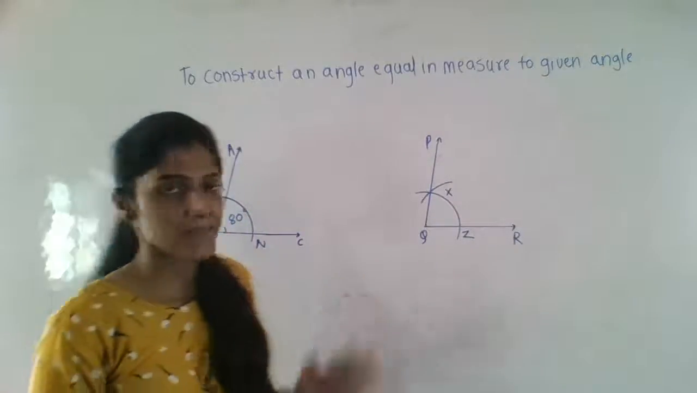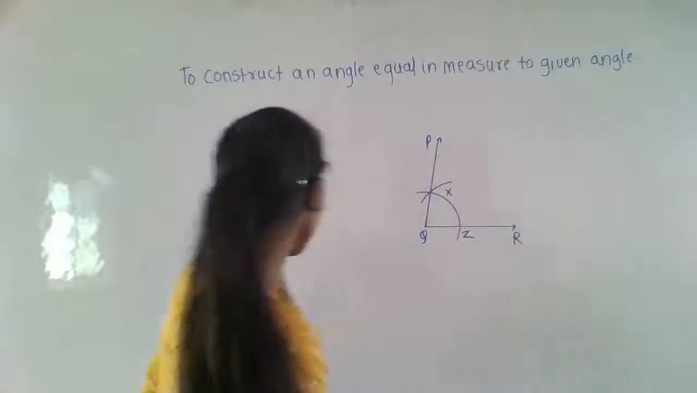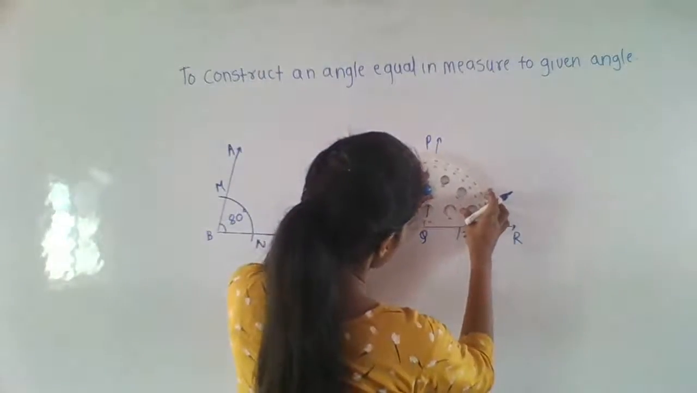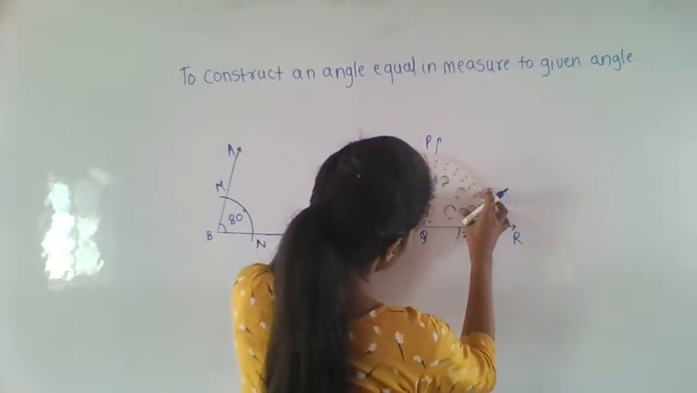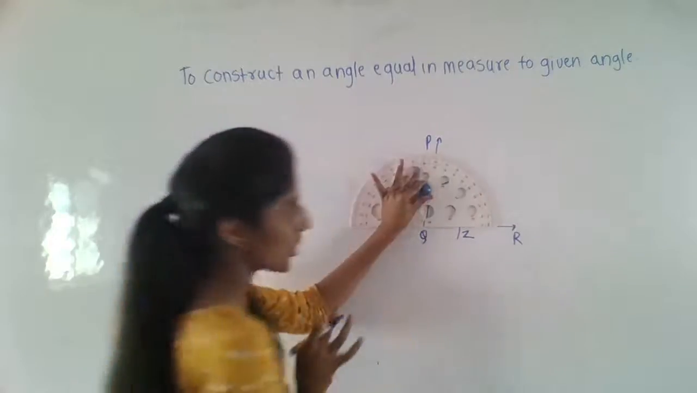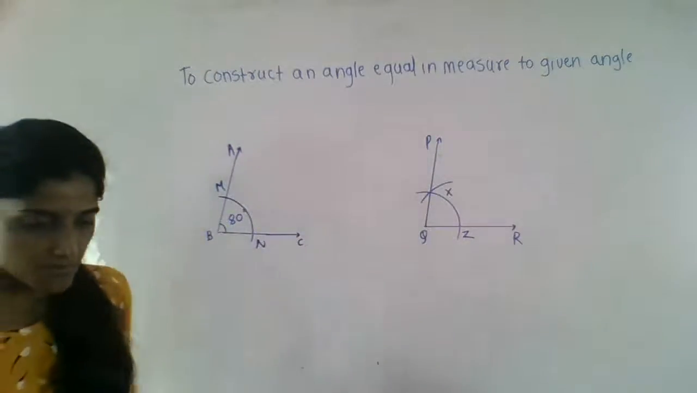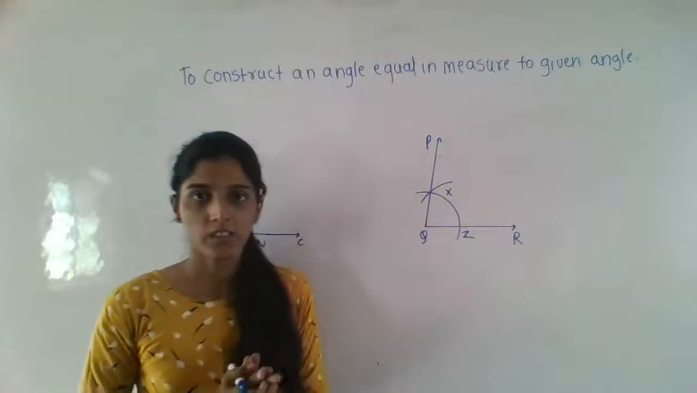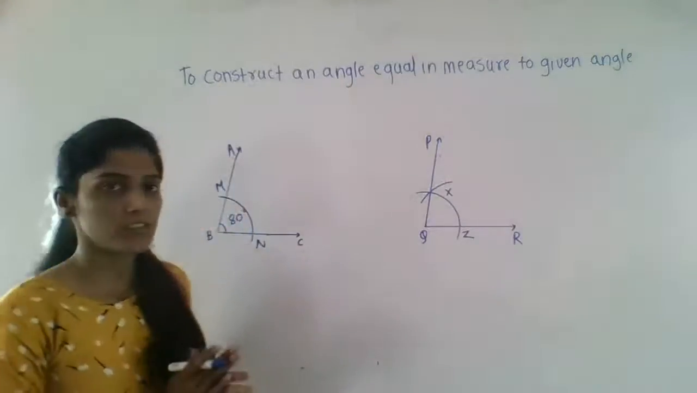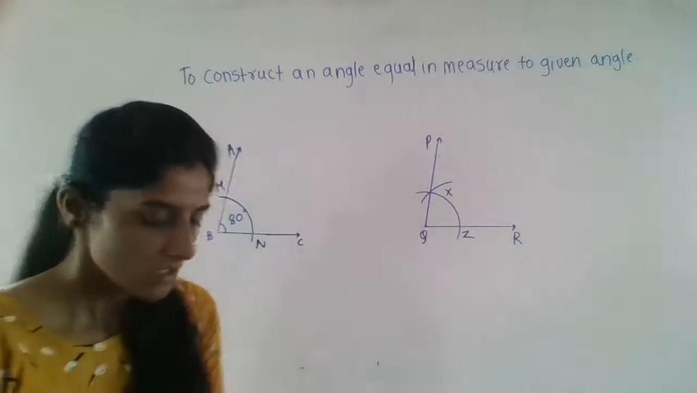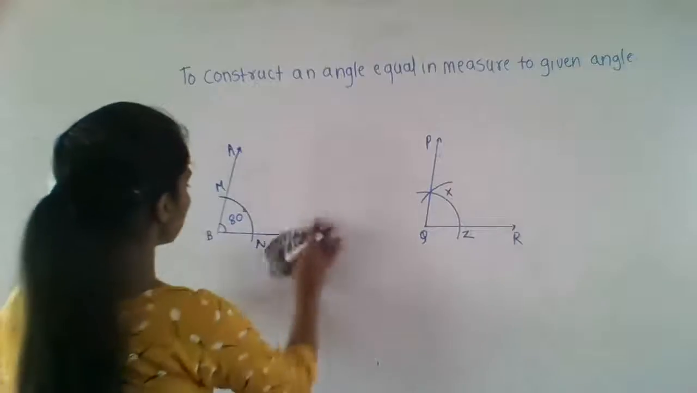Now you can verify by using a protractor. This is our point here and our angle is exactly 80 degrees. Understand how to construct an angle which is exactly equal in measure to the given angle. So we will take the next example.